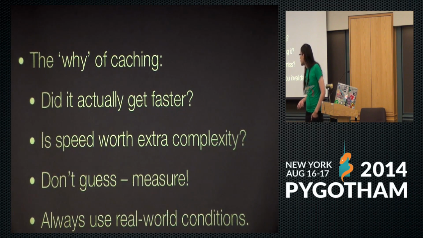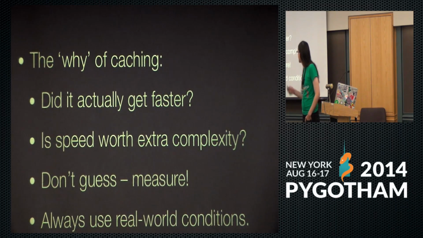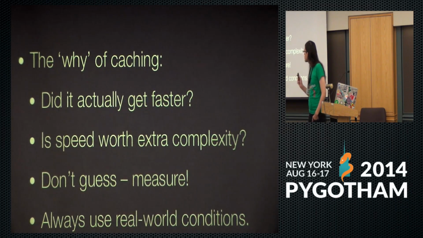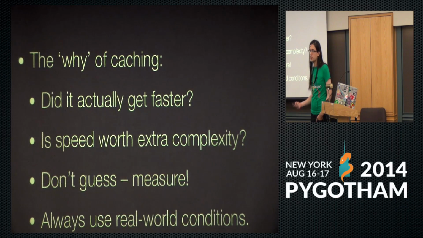And finally, how and when are you invalidating? Again, this is a really complicated problem, especially when you start having nested caches. I think what's really more important, though, is the why of caching. I just told you about all the ways it can go wrong. And the thing is, it's okay to add complexity for speed if you actually need speed. And you don't always need speed.